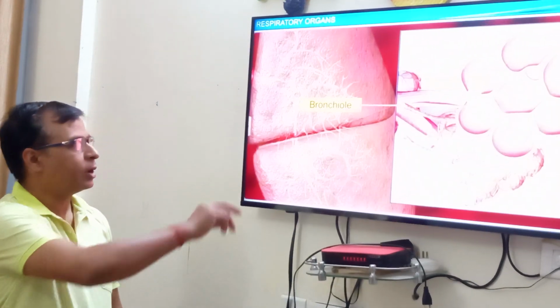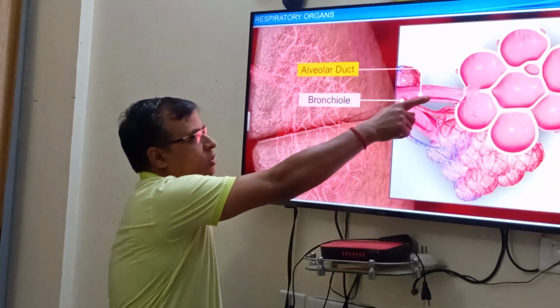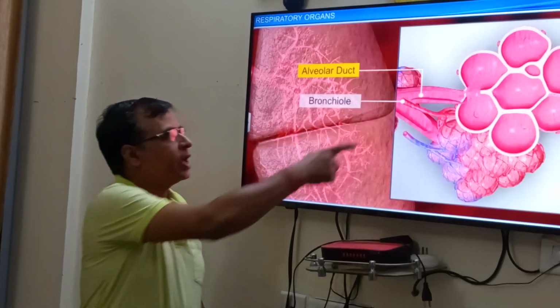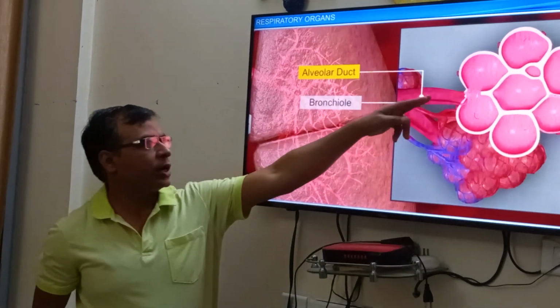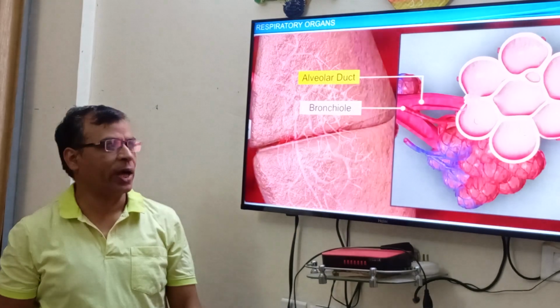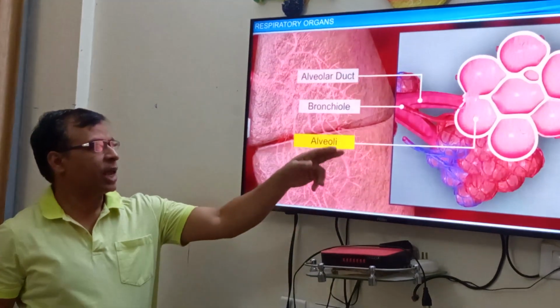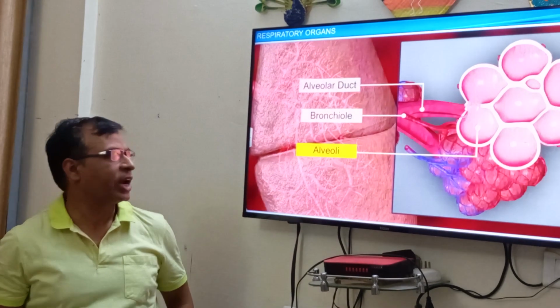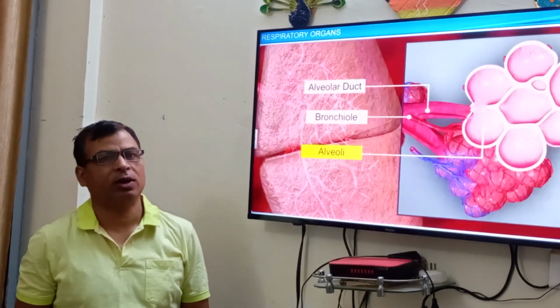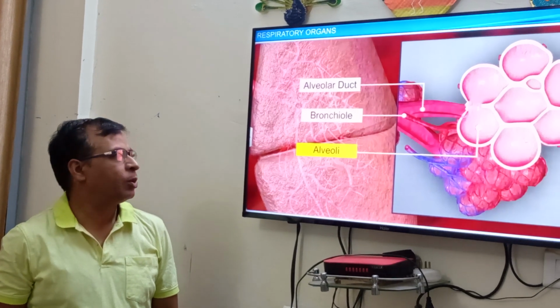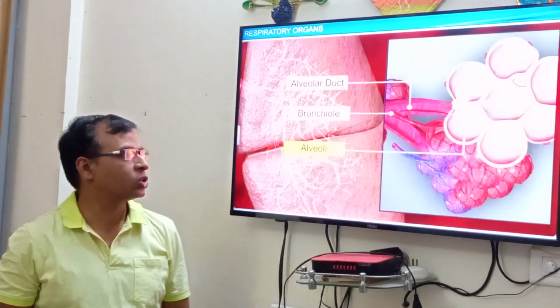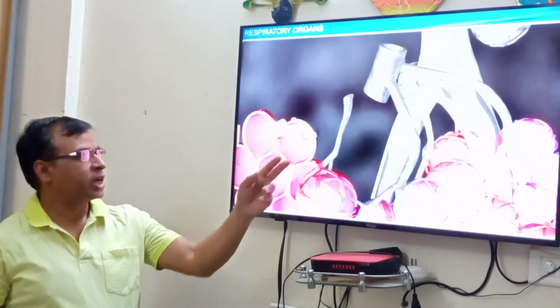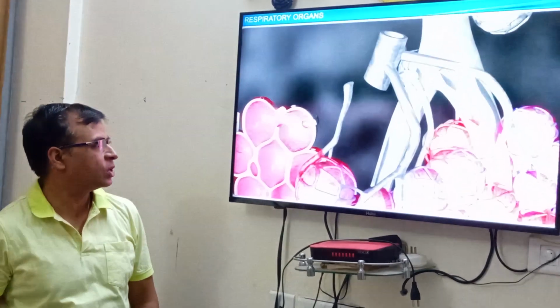The bronchioles are connected to the alveolar duct, and this is connected to the alveoli. Alveoli are sac-like structures. They look like a bunch of grapes, and around 600 million alveoli are present in human beings. This is the main site of the exchange of gases.